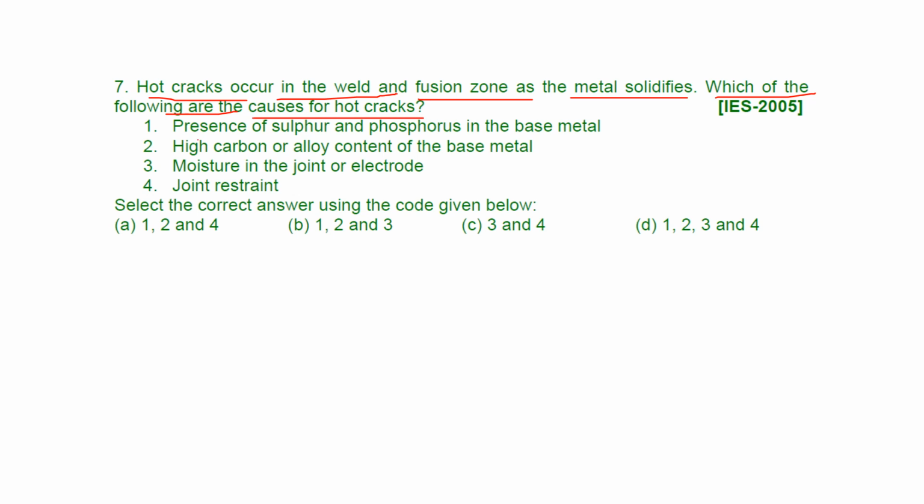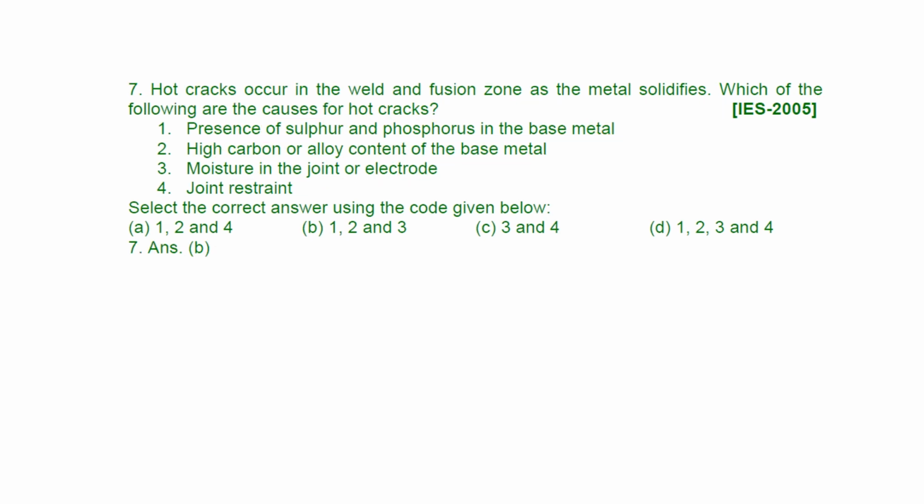Fourth statement is given: presence of sulfur and phosphorus in base metal, high carbon alloy content of base metal, moisture in the joint and electrode, joint resistant. Okay, its answer will be B. Okay, this joint resistant is wrong.